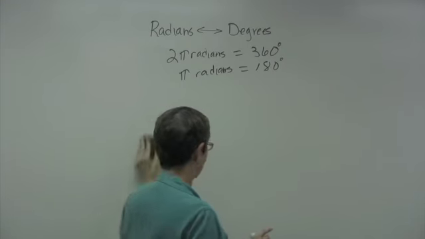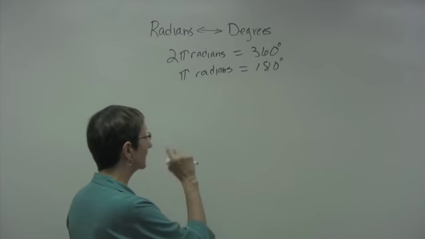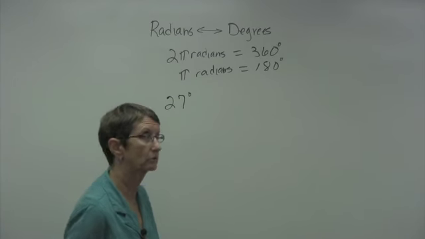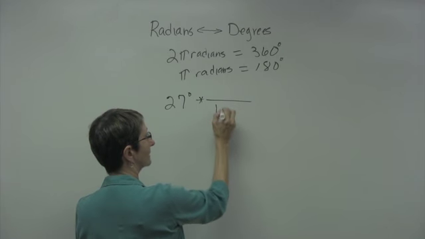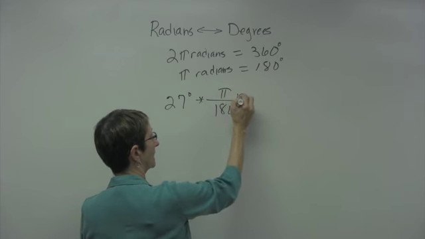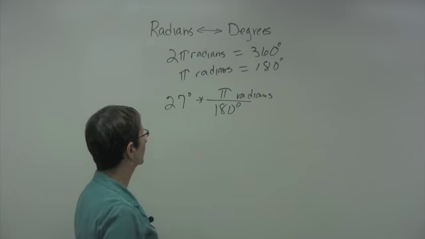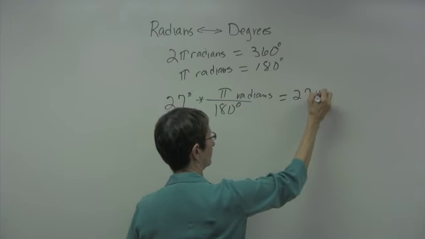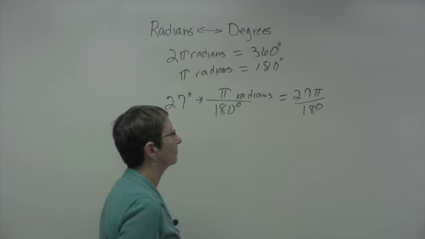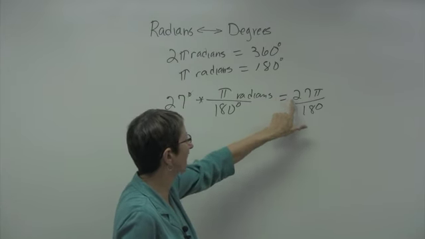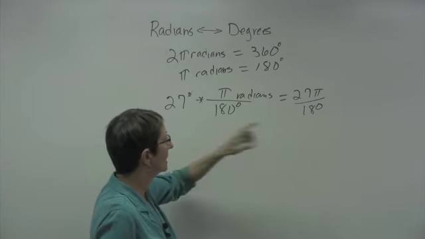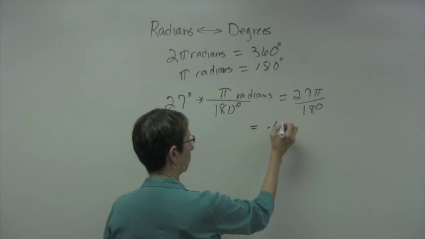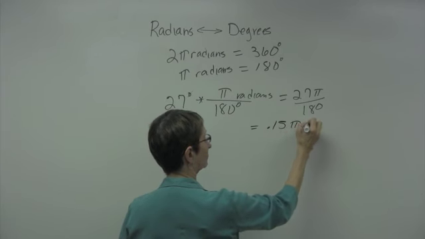Now, radian measure does not have to have a pi in it. Suppose I take 27 degrees and I want to change that to radian measure. Well, I want the degrees to cancel, so 180 degrees goes on the bottom, pi radians goes on top, and canceling my degrees, I have 27 pi over 180. You could try to reduce that fraction. It would divide 9 into both pieces. You could do 27 divided by 180, and that would give you 0.15 pi radians.